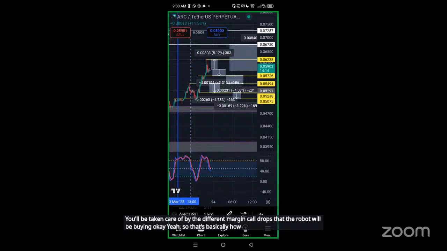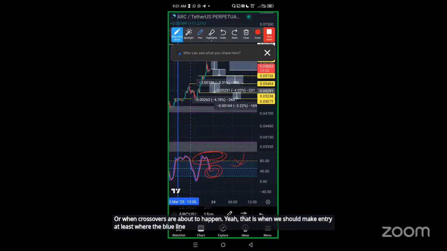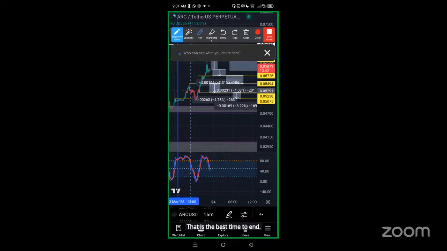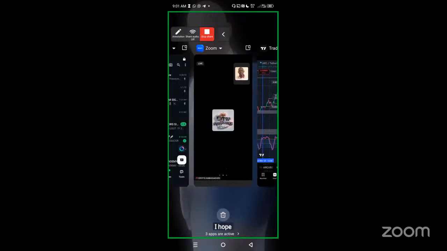Now, always avoid making entry when the stochastic RSI is indicating that the coin has been overbought. Avoid, don't enter from up. Wait for crossovers or when crossovers are about to happen. Okay? That is when you should make entry. At least where the blue line is intending to cross over the red line. That is the best time to enter. Okay? So that is very important. I hope there is sense in that.